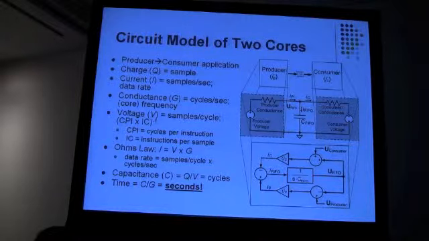We say charge is a sample. Next, we have a current, samples per second, which is our data rate. Then we say conductance is cycles per second. Okay, just believe me on this. Next, voltage is samples per cycle, and how I get samples per cycle is I just use CPI times IC, basic computer architecture. Then validate this with Ohm's law: I is V times G, conductance, right? The data rate, samples per cycle times cycles per second, all matches out.